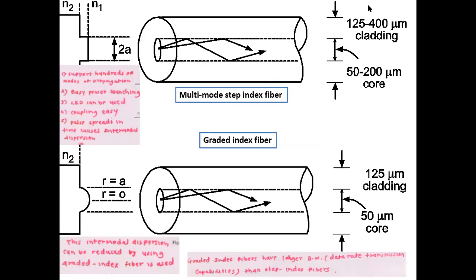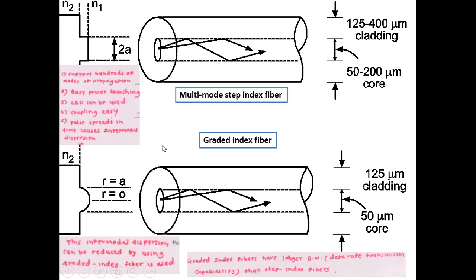So this is the main drawback of this multimode step index fiber. And the construction is a core of 50 to 200 micrometer. That's why LED can be used for converting the electrical information into light information. So the coupling becomes easy, and the cladding dimension is shown over here.